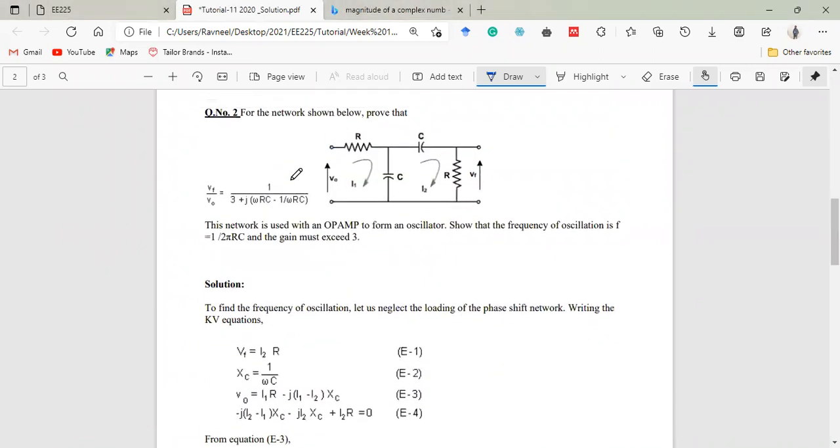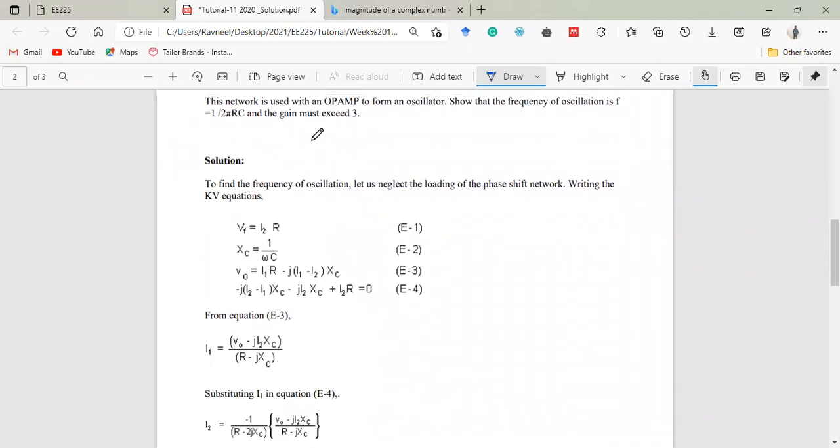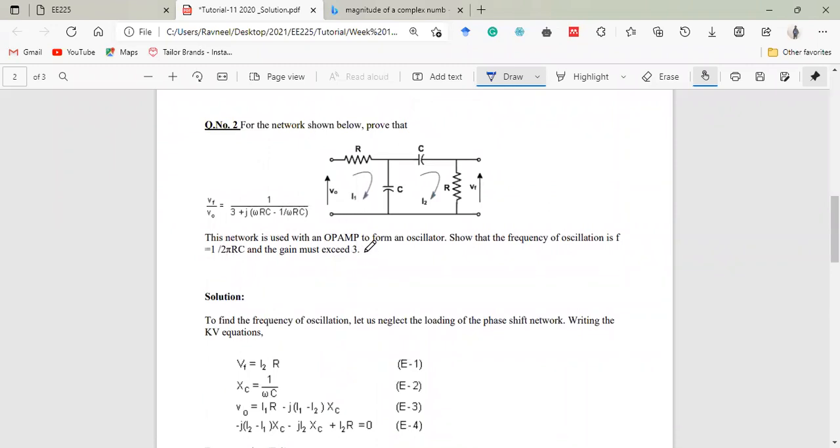In the second question, for the network shown below, prove that the gain of this particular circuit is equivalent to 1 upon 3 plus j into omega RC minus 1 upon omega RC. This network is used with an op-amp to form an oscillator. Show that the frequency of oscillation f is equivalent to 1 upon 2 pi RC and the gain must exceed 3. So we have to satisfy these conditions. We have to show that the gain must exceed 3, and we also have to prove this particular formula.